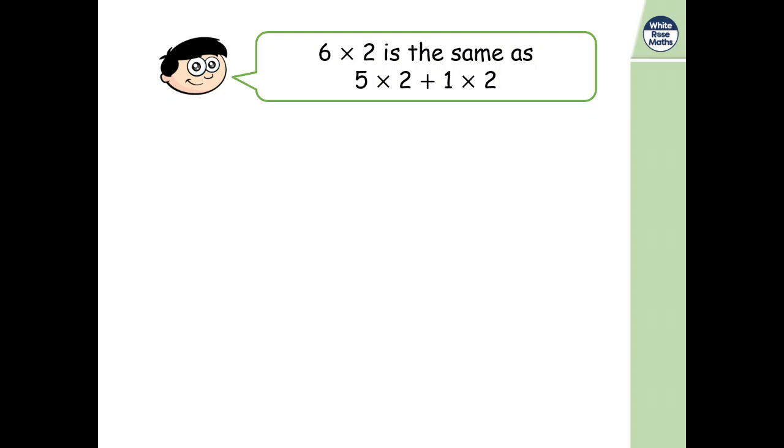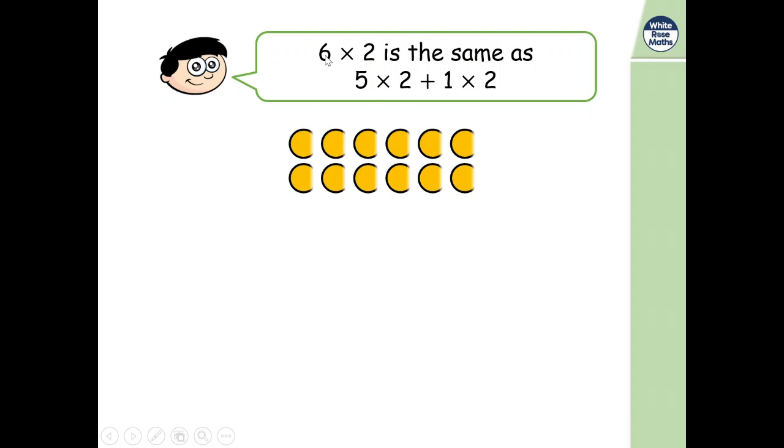Right. This is a bit confusing, but I'm going to show it to you anyway. 6 times 2 is the same as 5 times 2, add 1 times 2. Because here you've got 5, add 1 makes 6. So watch. There's our 5 times 2, and there's our 1 times 2.